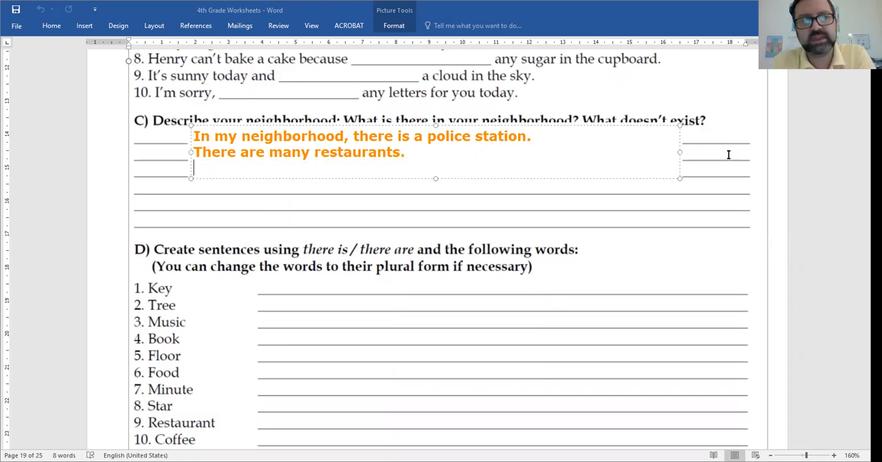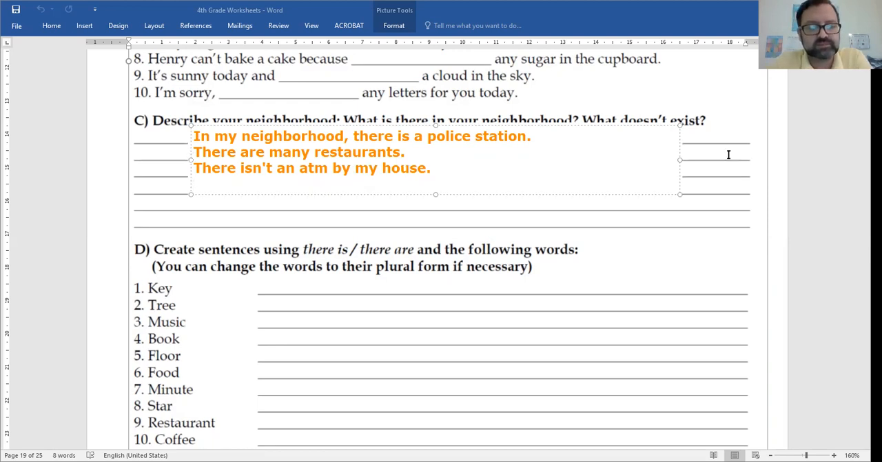Sentence 3, there isn't. Trying to think of things that we don't have. All right, there isn't. Oh, here's a good one for me. There isn't an ATM by my house. Or I could write also, there aren't any ATMs by my house, all right? I'm gonna say there aren't.